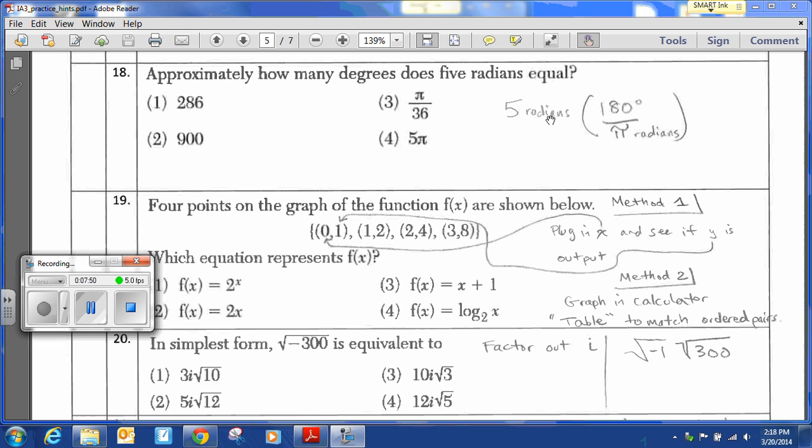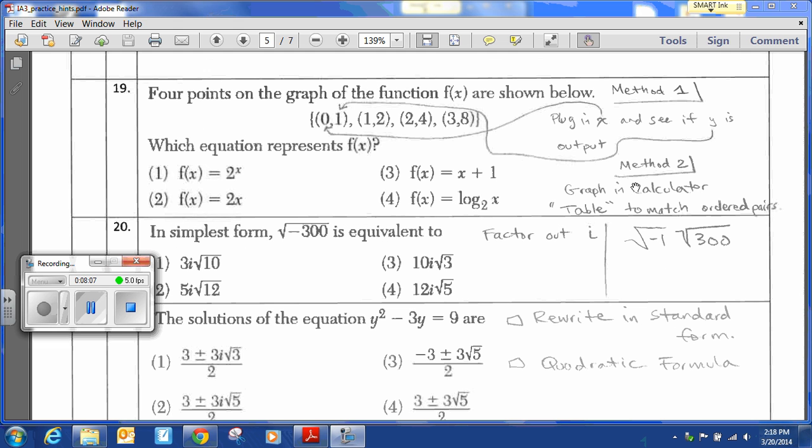All right, you're changing 5 radians to degrees. Now remember, that's not 5 pi radians, it's just 5 radians, so this pi has to stay there because you can't cancel out pi. You can only cancel out the word radians. Okay, so you just multiply straight across, and you'll find your answer in there.